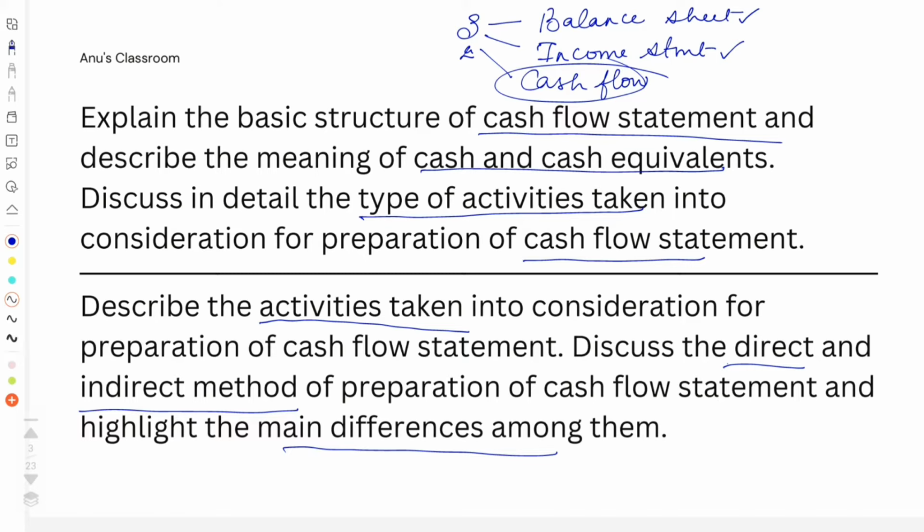So what is a cash flow statement? Actually, it is a financial report. It details how the cash flows. The name itself is indicating that.